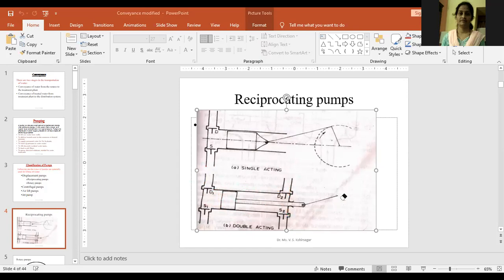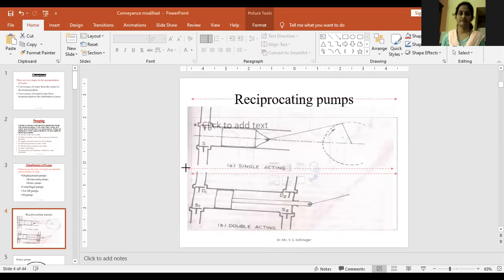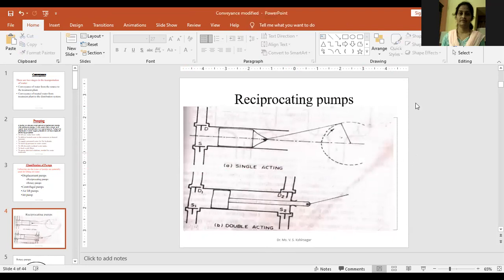So this is called the reciprocating pump. In a reciprocating pump, there are two ways possible. One is the single acting and the other is the double acting. So this is about the reciprocating pump. I request everybody to draw this figure of the reciprocating pump.